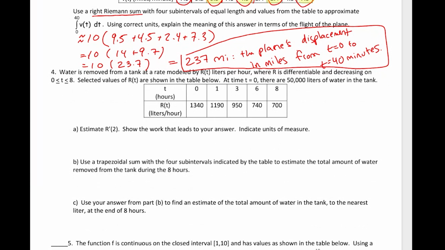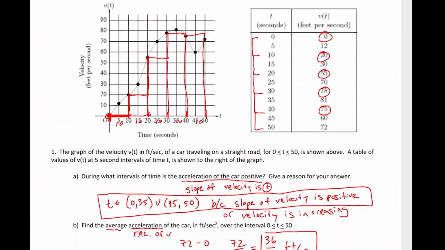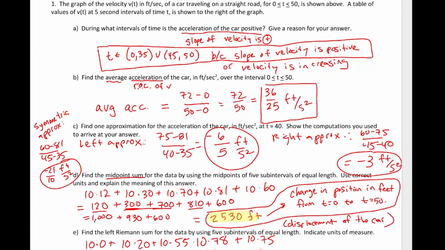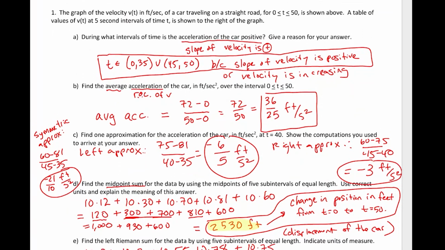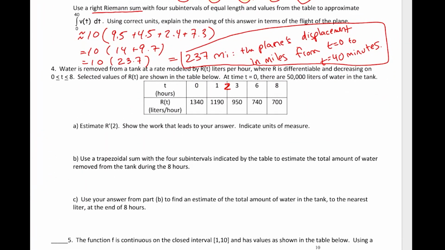So the first one says estimate the derivative of R at 2. We don't have t equals 2, so we can't pick the left approximation or the right approximation. On the very first problem, 1c, we had a little bit of freedom, where we could pick either one because we did have that middle point. But here, because we don't have that middle point, we have to use these two to make that approximation.